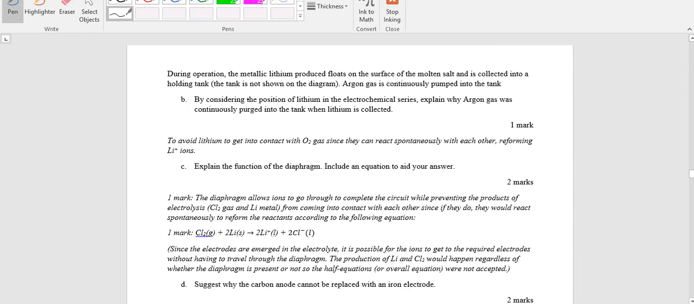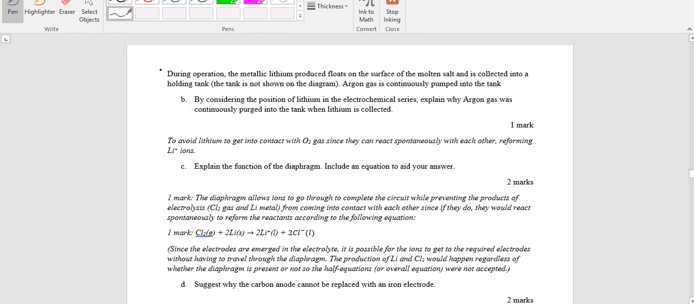During operation, the metallic lithium produced floats on the surface of the molten salt and is collected into a holding tank. The tank is not shown in the diagram. Argon gas is continuously pumped into the tank. So argon gas is not pumped into the cell, it's pumped into a tank that is used to collect lithium, which means that at this point, lithium has already exited the cell.